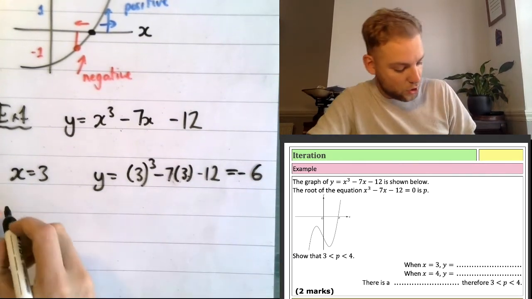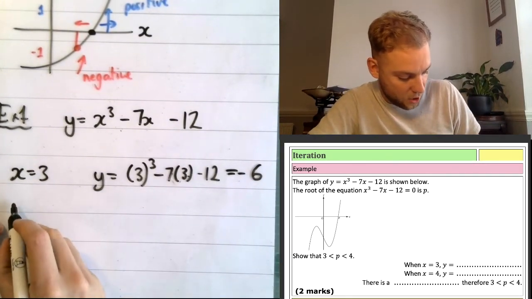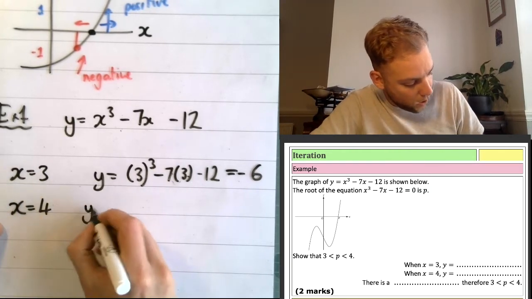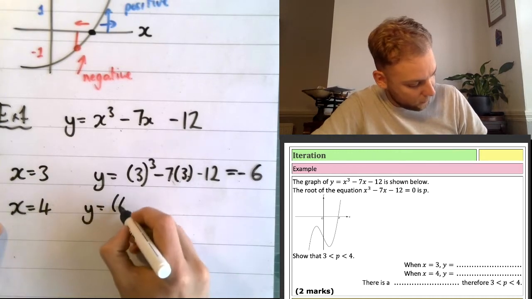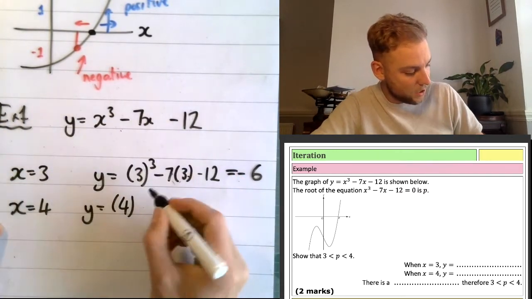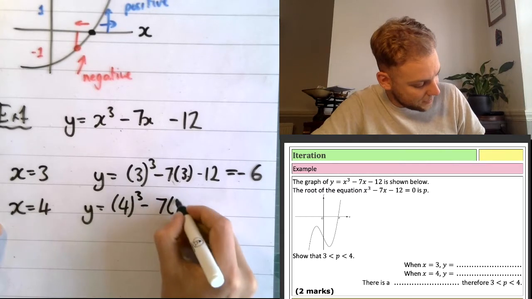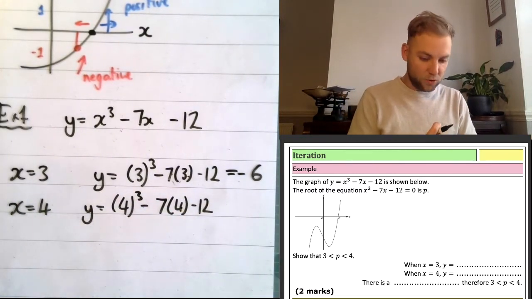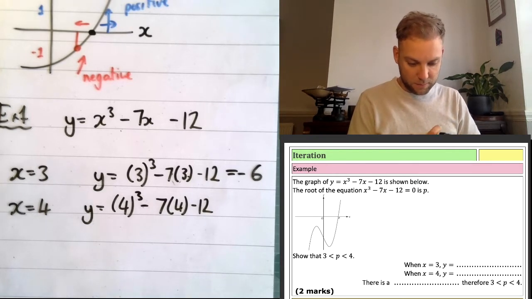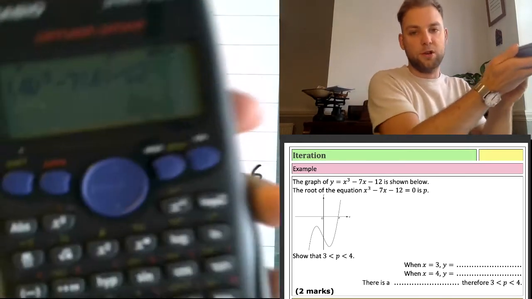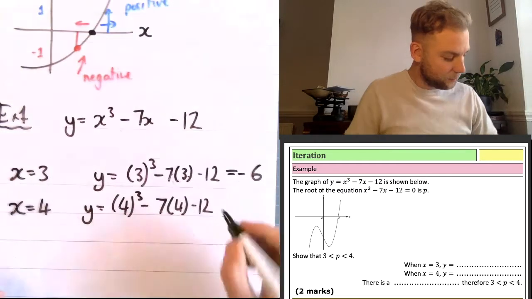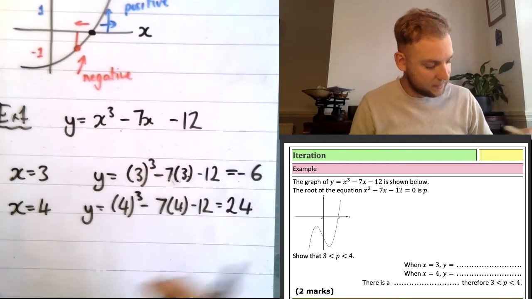Okay. So the next one I'm going to sub in is x is equal to 4. So here y is equal to bracket 4, remember we're subbing into this, 4 cubed minus 7 times 4 minus 12. So let's sub all that in. Now you can, if you want, just go back and replace the 3 with the 4. That's what I'm going to do. So go back on that, replace the 3 with the 4. I'll show you that so you can see it. Brilliant. Press equals, and that's equal to 24.